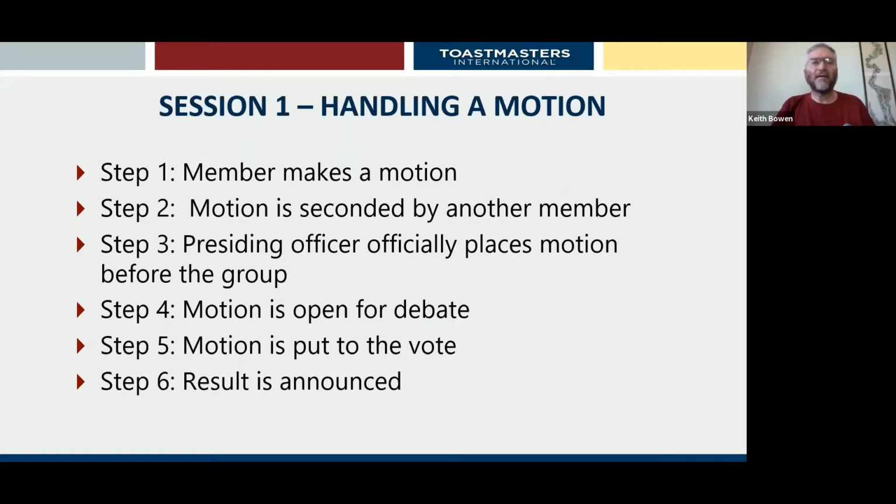The chair then repeats the motion, placing it before the group: the motion is X. That's now for us to discuss, and then the chair opens the debate. Generally it starts with the person who proposed having an opportunity to speak, and then against, for, against, for, and you work through all the discussion in that way. Once the debate is exhausted, you can put it to the vote, and then the chair announces the result.